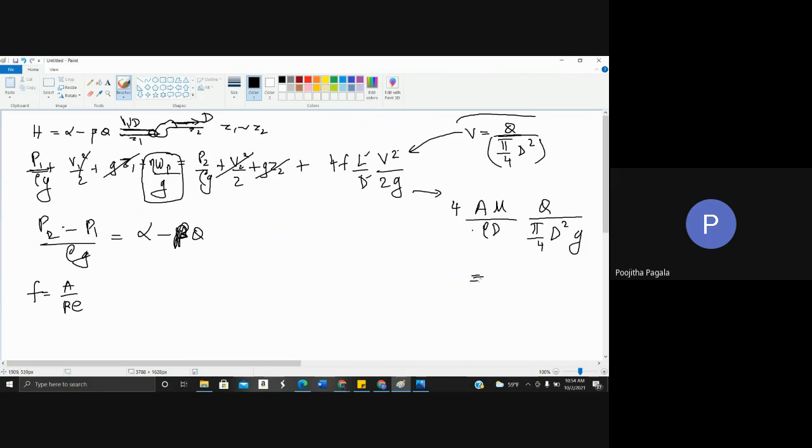So let me know if I'm making any mistake in the calculation. Please check it. This is 16 A mu Q by, oh, I missed an L. 4fL by D, there should be an L. Rho pi g D power 4 into L. So D power 4, L is in the numerator. Is this okay? Did everyone get the same thing?